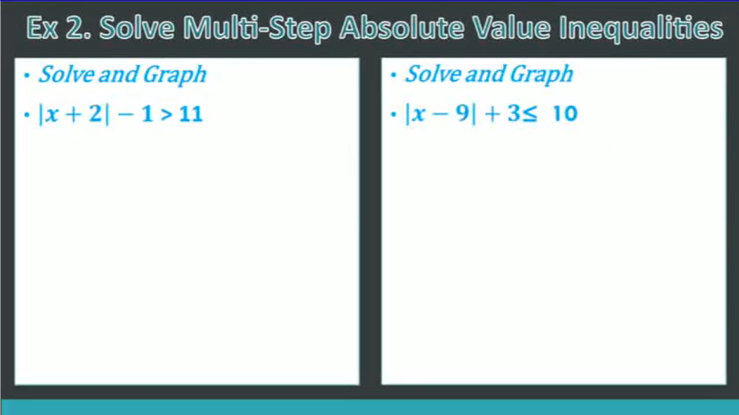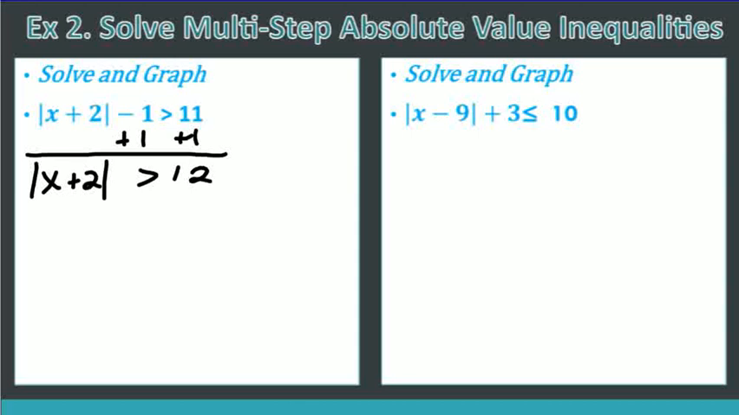Solve and graph this example. The absolute value of x plus 2 minus 1 is greater than 11. So the first step, I need to isolate the absolute value. So I'm going to add 1 to both sides. I have the absolute value of x plus 2 is greater than 12. Now, once I take this out of the absolute value, since it's greater than, it's going to be an or. So I have x plus 2 is greater than 12, or x plus 2 is less than negative 12.